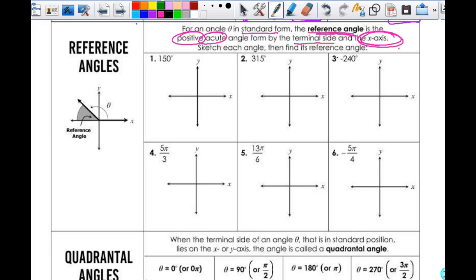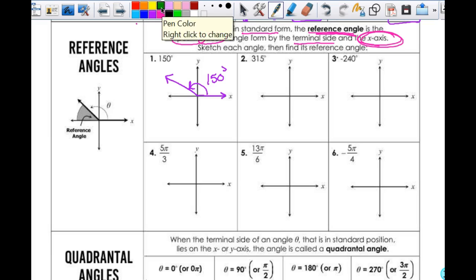Okay? So here's my theta, right? So this is the actual angle. The acute angle that gets you to the x-axis is right here. This would be the reference angle. Okay? So let's graph this 150. To graph that, it's going to start here. It's going to rotate around. It's more than 90. How much more than 90? 60. Now this is 90 degrees, so 60 is like 2/3 of the way. End up about right there. So this is your 150 degrees.